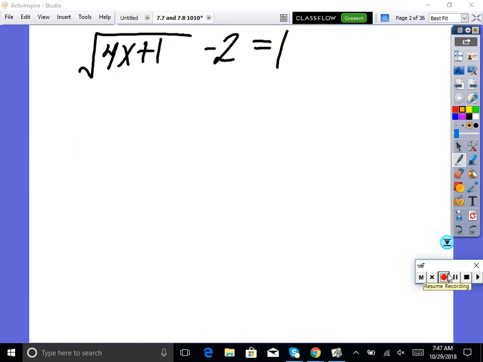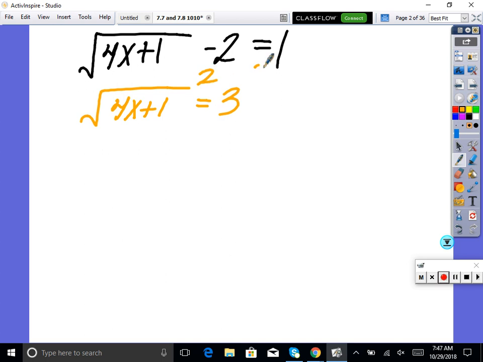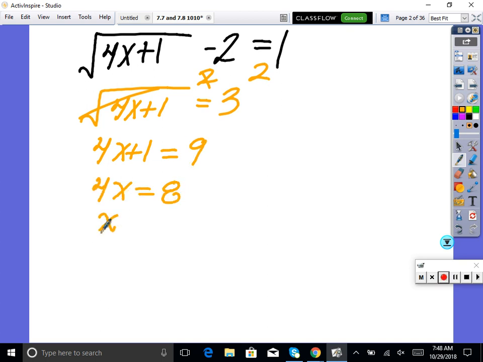You can just watch, because you'll get some practice in a second. So the first step is to isolate the radical. So we'd add 2. So we'd have root 4x plus 1 equals 3, correct? Then we'd square both sides. Root cancels out with power, so we have 4x plus 1 equals 9. Subtract 1, so 4x equals 8. Divide by 4, so x equals 2. Was that too fast, or is this such easy stuff that it's good enough for us?